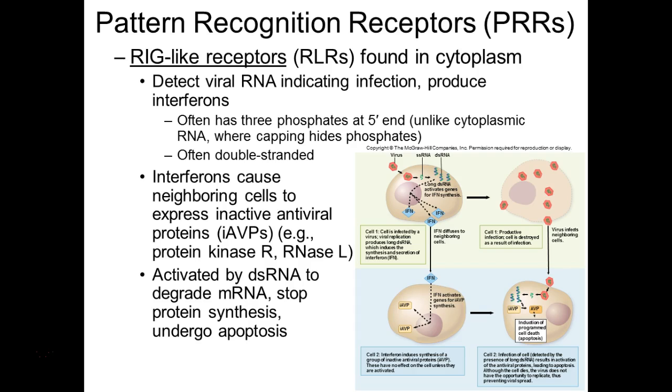So the interferon causes the neighboring cells to express inactive antiviral proteins. When the virus gets in, though, it's going to be activated. It'll stop protein synthesis and it'll cause that cell to go through apoptosis, which is programmed cell death. Right? That cell is going to die.